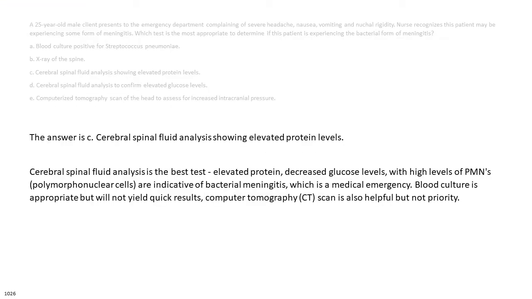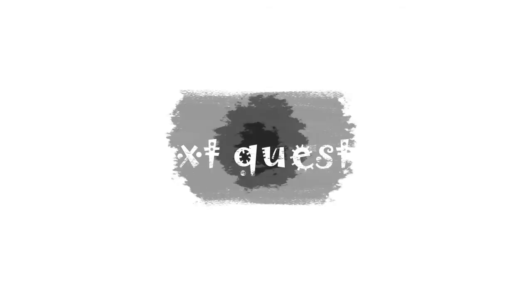The answer is C. Cerebral spinal fluid analysis showing elevated protein levels. Cerebral spinal fluid analysis is the best test. Elevated protein, decreased glucose levels, with high levels of PMNs, polymorphonuclear cells, are indicative of bacterial meningitis, which is a medical emergency. Blood culture is appropriate but will not yield quick results.